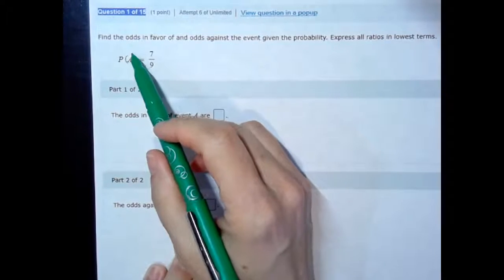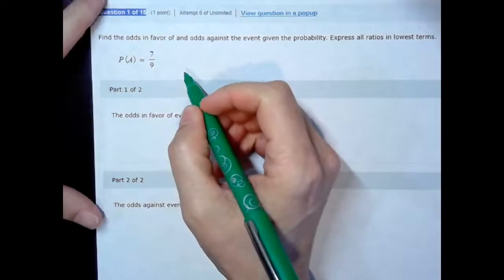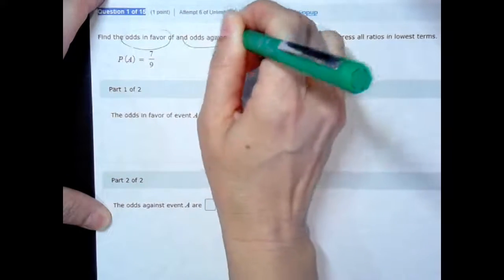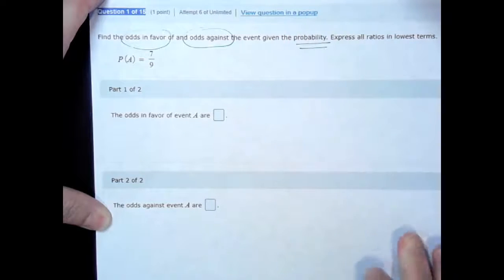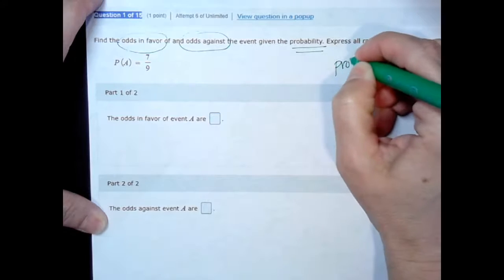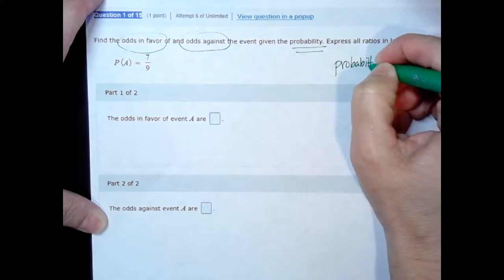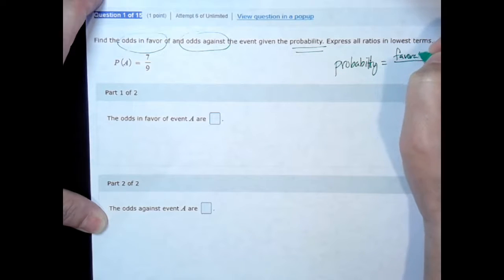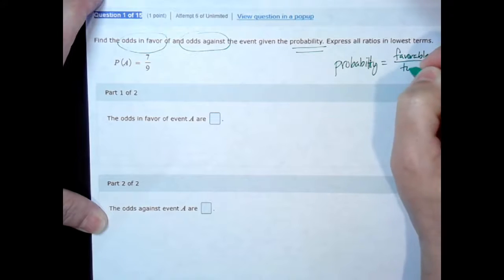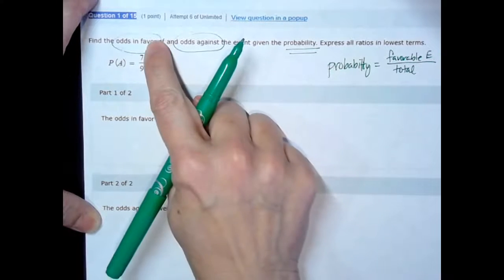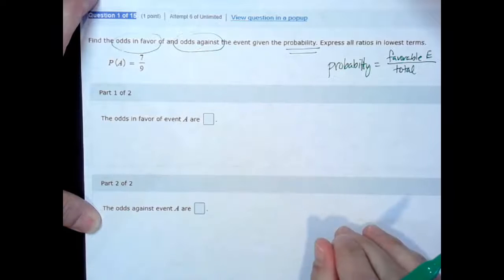Okay, so one thing you have to understand is the difference between odds in favor, odds against. See how this is odds in favor, odds against, and then you also have the word probability. So this is just honestly a matter of knowing the definitions. So if you're going to talk about probability, you're talking about the favorable outcomes of your event over the total. Okay, so probability has a total at the bottom. But if we're talking about odds in favor and odds against, that's different.